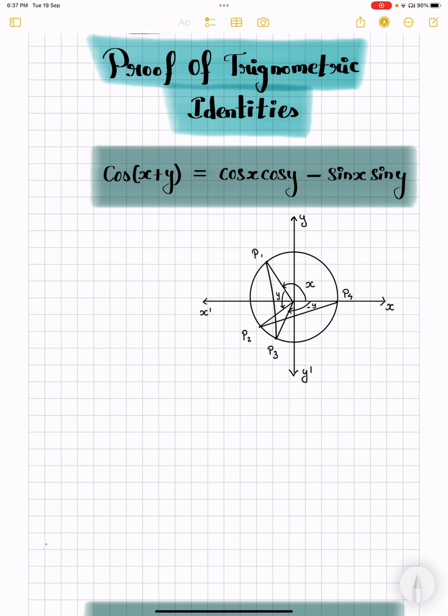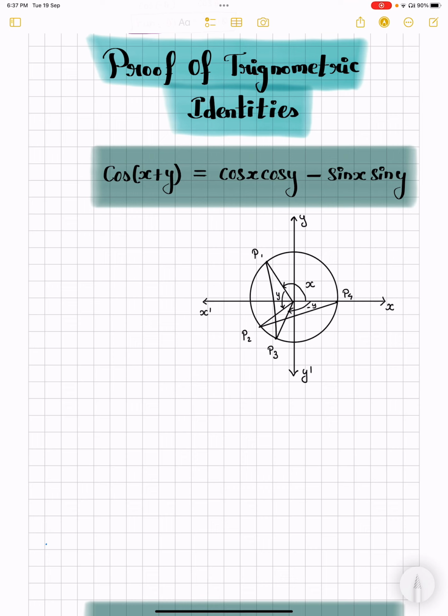Not only that, we are going to prove a few complementary angles, that is sine of 90 minus x, cos of 90 minus x, or tan of 90 minus x, or plus x. What happens with those results? Regarding that only we would be seeing in this video.